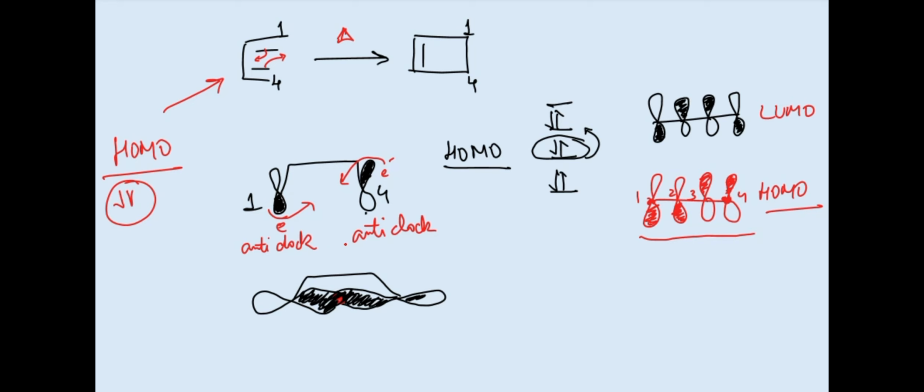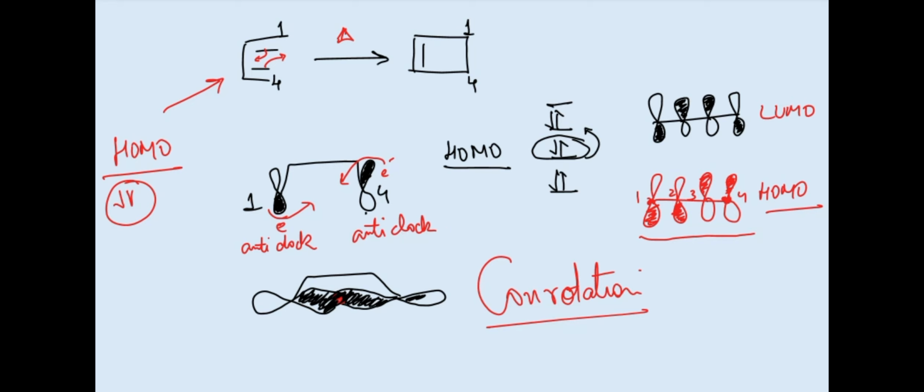So both orbitals will be rotating in the anti-clockwise direction. If the direction of both the orbitals is the same, be it clockwise or anti-clockwise, we use the term conrotation. Conrotation means the rotation of both the orbitals is the same.